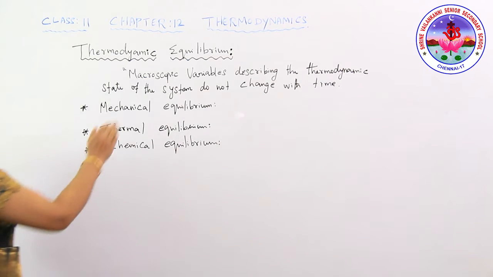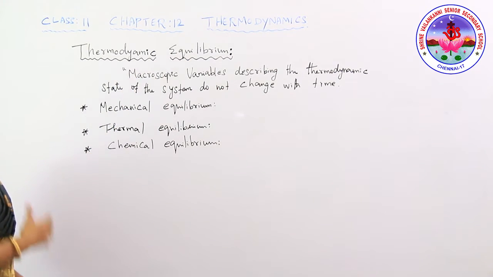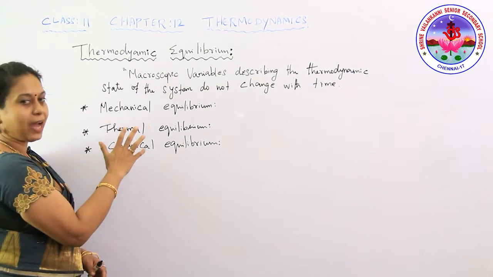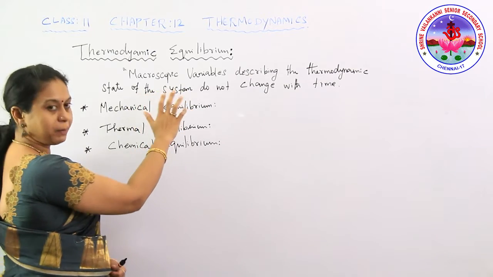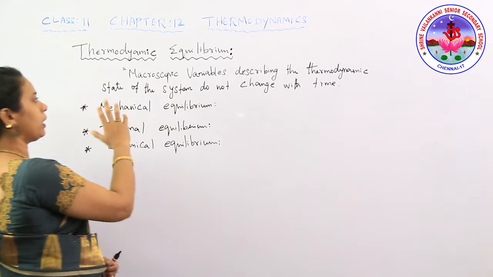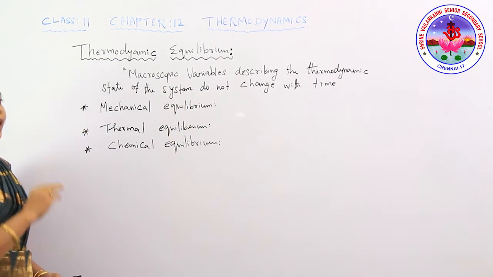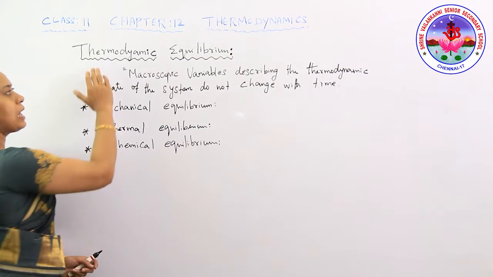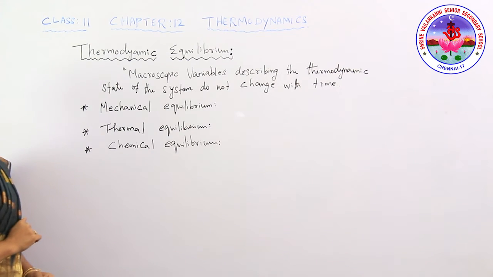Now, thermodynamic equilibrium. A system is said to be in thermodynamic equilibrium if the macroscopic variables describing the thermodynamic state of the system do not change with time, right? That we call a thermodynamic equilibrium system.